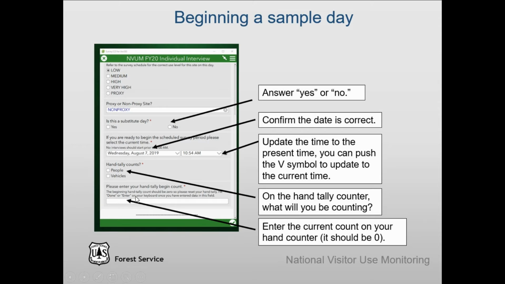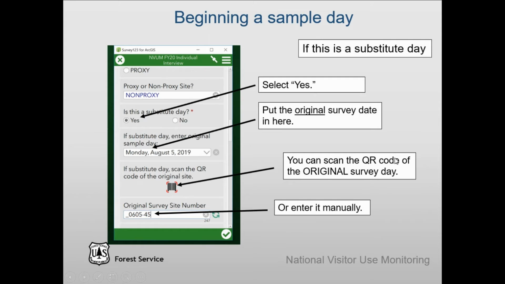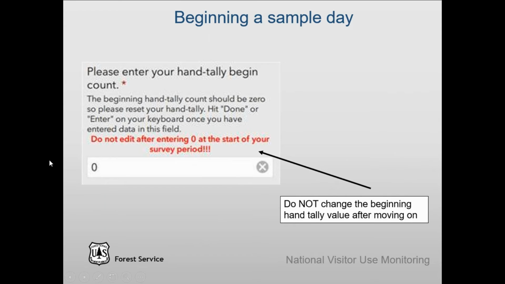And then the next thing, you are going to enter your beginning hand tally count, and this should always be 0. And once you enter that 0, you never want to go back and change that. Once you've entered 0, you leave that for the rest of the day.